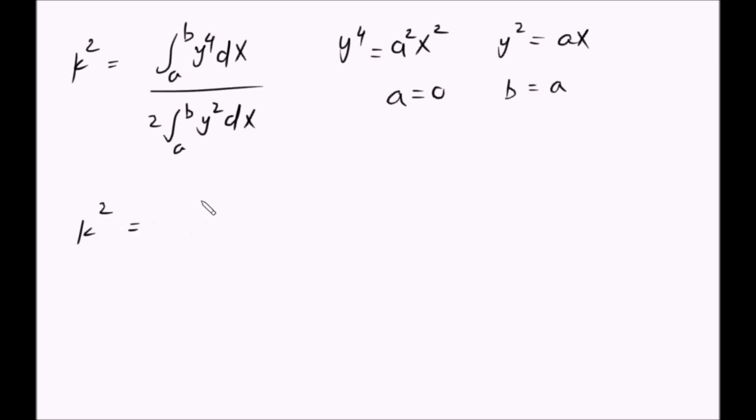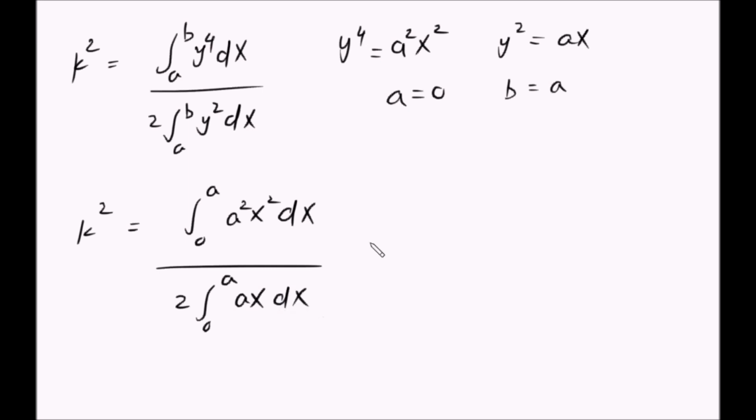So we start from there. I have said the square of the radius of gyration is equal to we integrate from a to b y power 4 dx over 2 times we integrate from a to b y squared dx. But y power 4 we have already seen is a squared x squared, and y squared we have seen is ax. And then the limits of integration a is 0 and b is a. So the square of the radius of gyration now is from 0 to a, a squared x squared dx over 2 times we integrate from 0 to a ax dx.